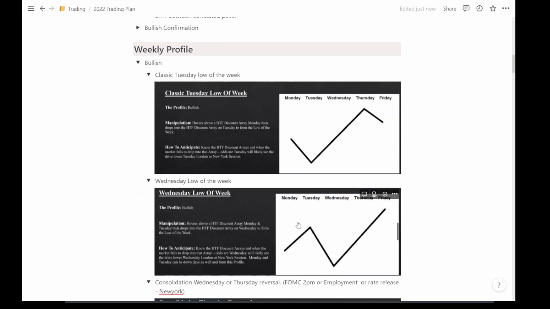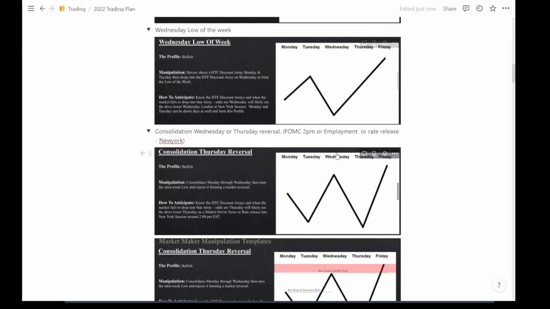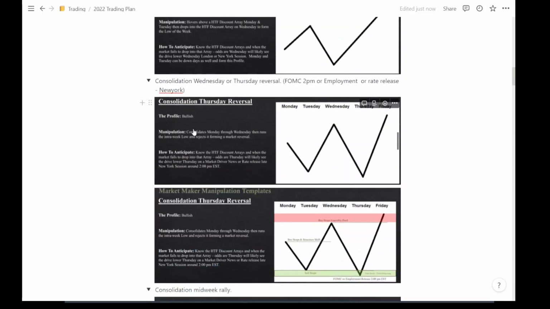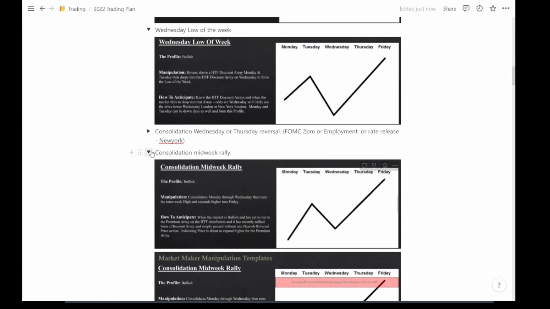Most of the time, it is either Tuesday low of the week, Wednesday low of the week, or consolidation Wednesday reversal or consolidation micro rally. Okay, it is either of these three. Consolidation midweek rally: if you are bullish, price rises on Monday, Tuesday. On Tuesday, we have a rejection, a move downward, then rally after that.